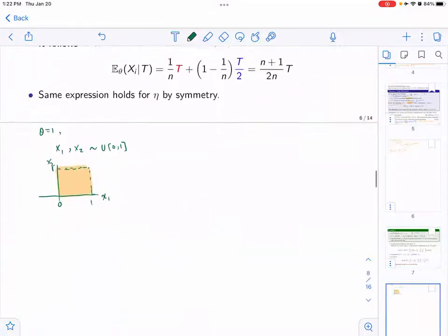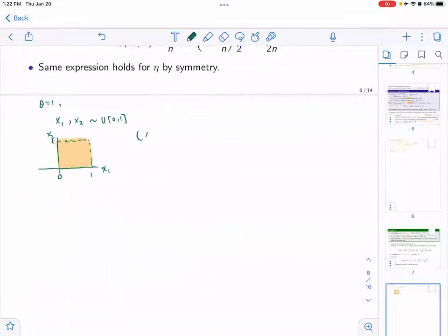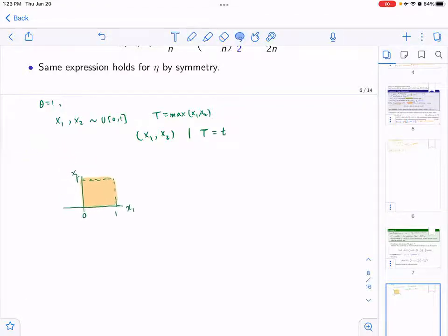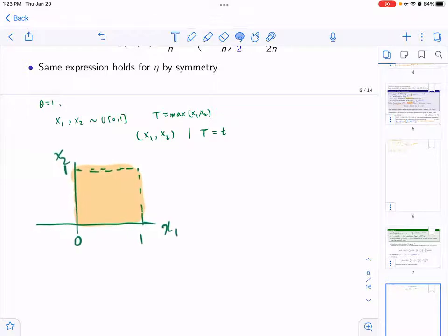what I need to do in order to compute these expectations, I need to figure out what is the distribution of x1, x2 given t, which is the maximum of x1 and x2. If I figure out the joint distribution, then I can do these calculations. I would actually need marginal distributions, but let's figure out the joint distribution first because it's easier. So suppose I condition on t being equal to t. And I want to figure out what the joint distribution is. Let's make this bigger.